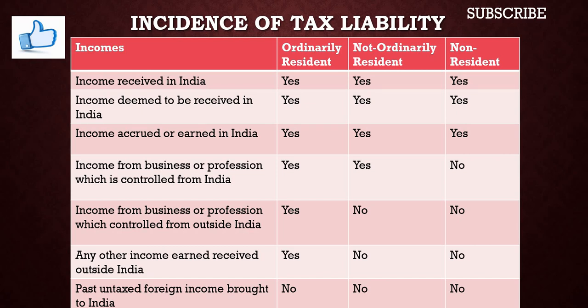Income from business or profession which is controlled from India: remember, this is foreign income, but the source is a business or profession controlled from India. So it is taxable only in the first two categories, that is, in the hands of an ordinary resident and a not ordinary resident. Then income from business which is controlled outside India is taxable only in the case of an ordinary resident, and any past untaxed foreign income brought into India is not at all taxable. So the type of the income is to be considered in order to determine the incidence of the tax liability.